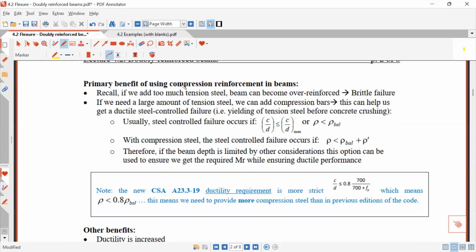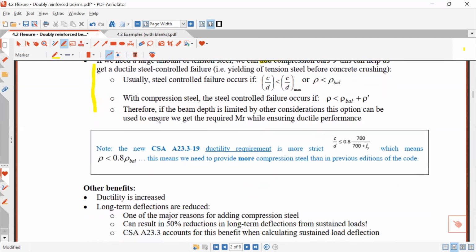What's the primary benefit of using compression steel? It's exactly what I just mentioned. If we put too much steel and we get into these over-reinforced conditions, it's a brittle failure, and the code doesn't allow us to go there anyway. But sometimes we need that amount of steel. So how do we solve that problem? We add these compression bars, and this can help us avoid the over-reinforced condition. There's more detail here, but that's basically the gist of it.